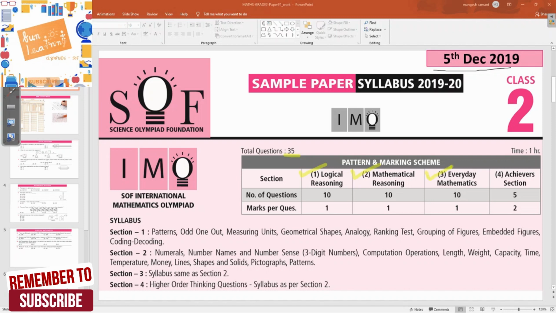The third section is everyday mathematics. Now the syllabus is the same as section 2, and it also has 10 questions for you to answer. And the last and the most important section is that of the achiever section. Now this achiever section is a high order thinking section which has 5 questions, each of 2 marks.